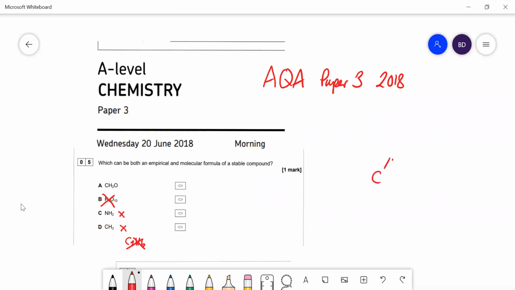And just to show you, you can have carbons forming 4 bonds there in methanol, and you can have lots of things like that. So C4H8O2 would be butanoic acid and so on. So that is the answer there.